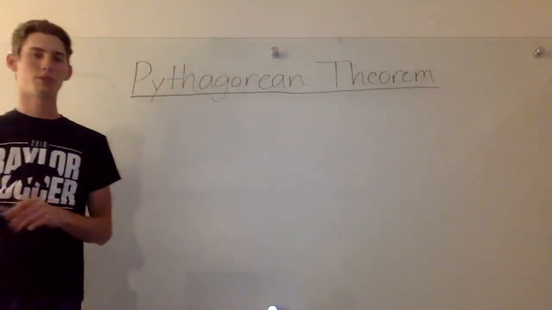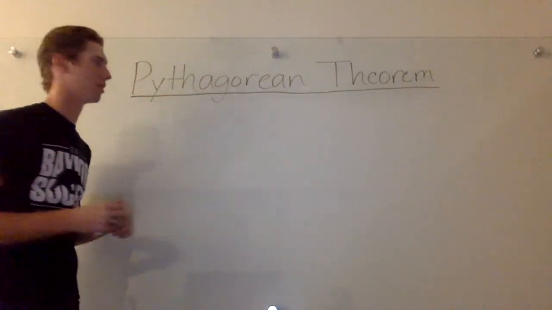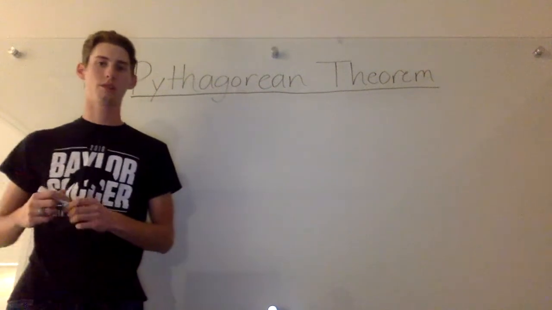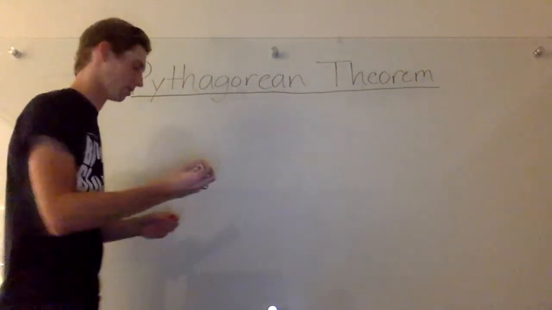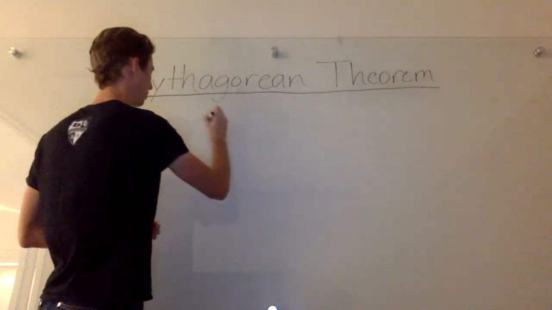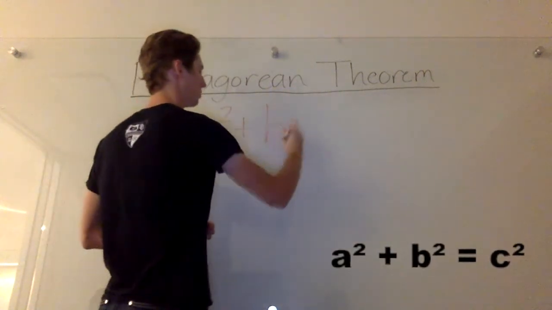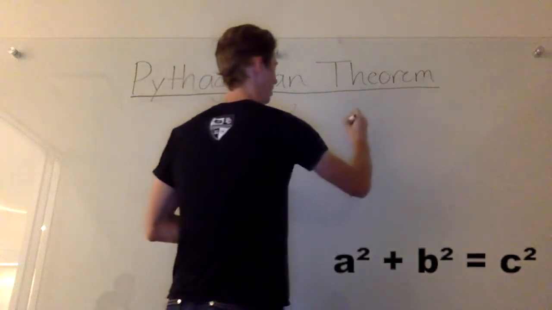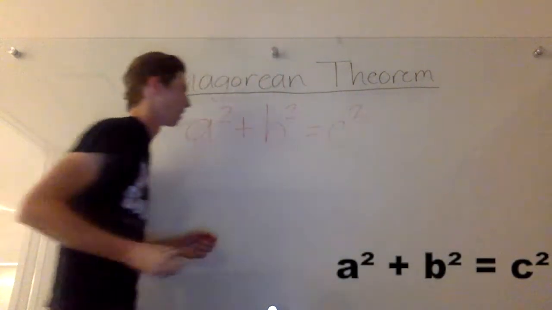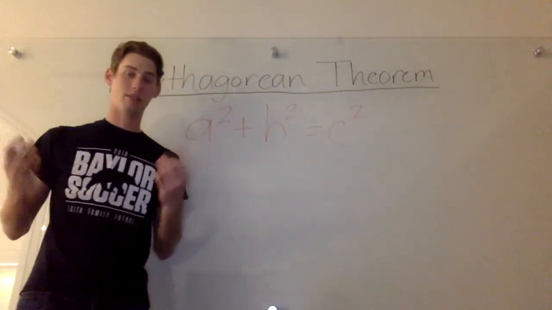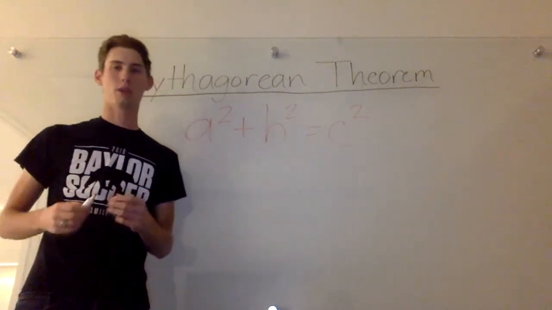Hey guys, so today we're going to be talking about the Pythagorean theorem. For those of you who don't know what that is, I'm going to write the equation for it real quick. It's going to be a squared plus b squared equals c squared. Now you may be wondering what that means and what it applies to, and that's what we're going to look at right now.